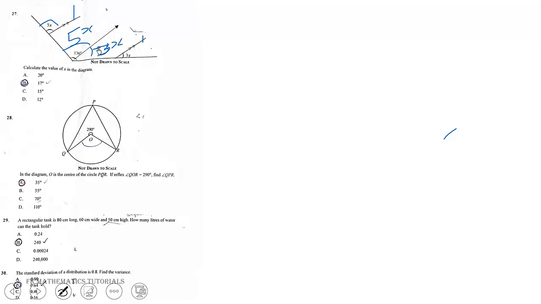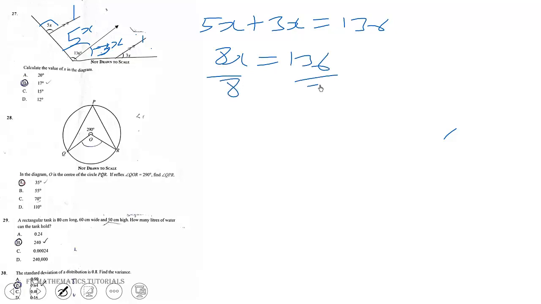So 5x plus 3x should be equal to 136. So 8x should be equal to 136, divide by 8 both sides. X will be equal to 17 degrees. The correct answer is B.